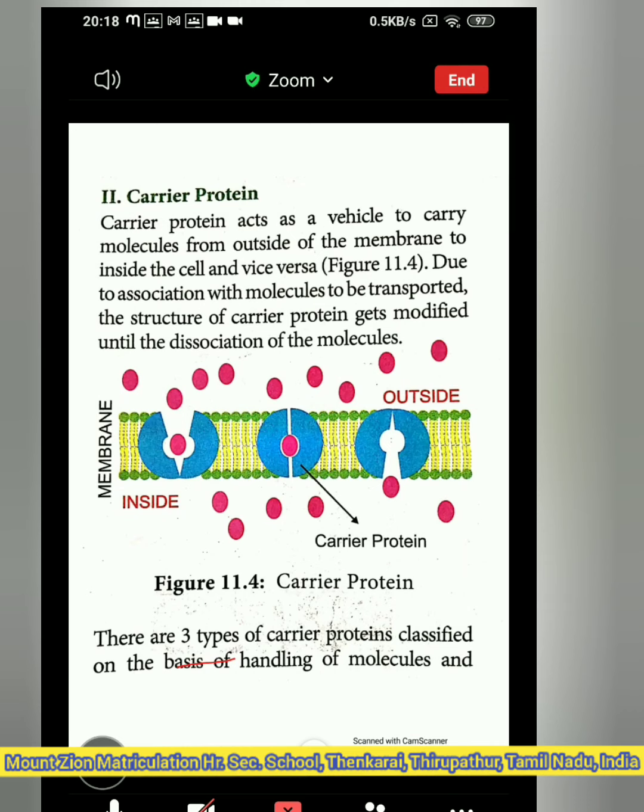Then the second concept is the carrier protein. It acts as a vehicle to carry molecules from outside the membrane to reach inside the cell, and it can also happen in the opposite way. Due to the association with the molecule to be transported, the structure of the carrier protein is modified. Here you can see in the figure how the carrier protein carries molecules inside the cell from the outside, embedded in the plasma membrane. There are three types of carrier protein classified on the basis of handling the molecules. You can see the molecules floating outside, and those molecules have to enter inside the cell.